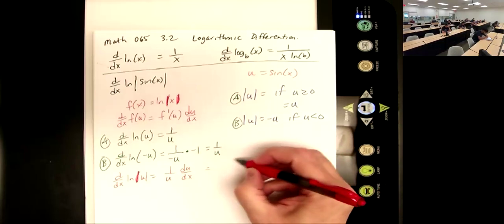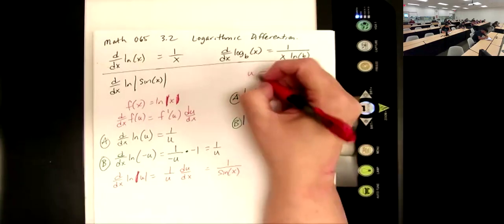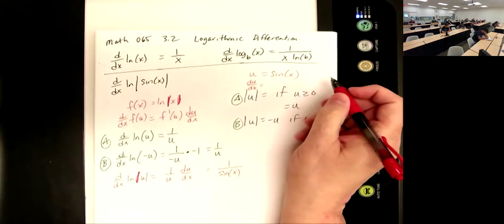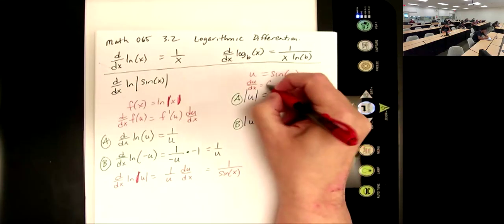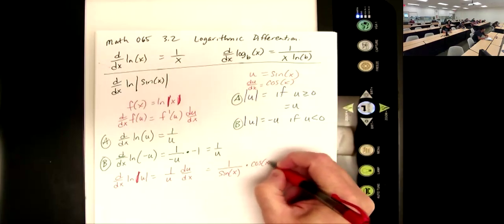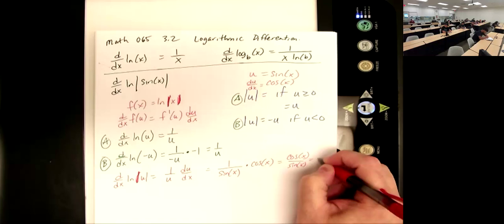Well, 1 over u was 1 over sine x. Du dx is what? Cosine. So that's cosine x. So we have cosine x over sine x, or cotangent x.